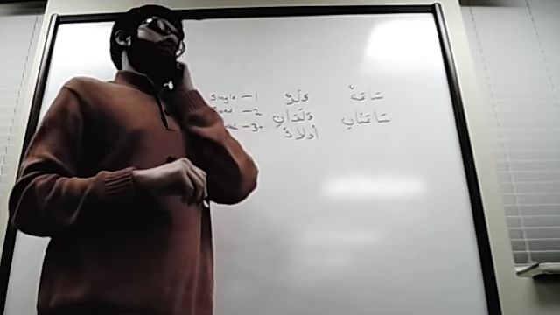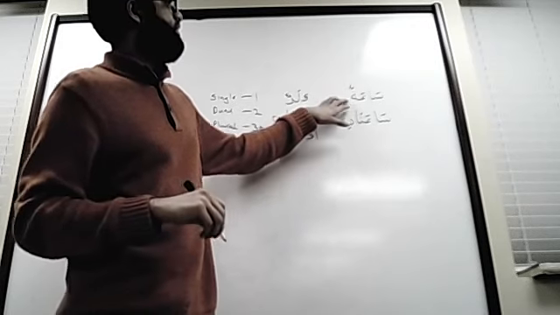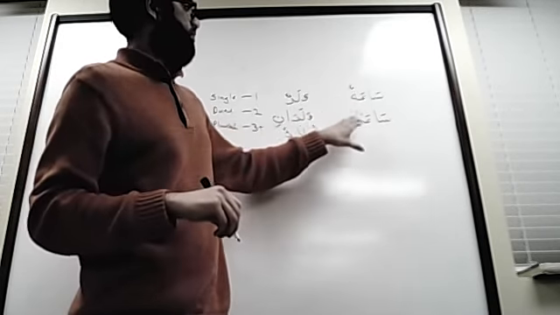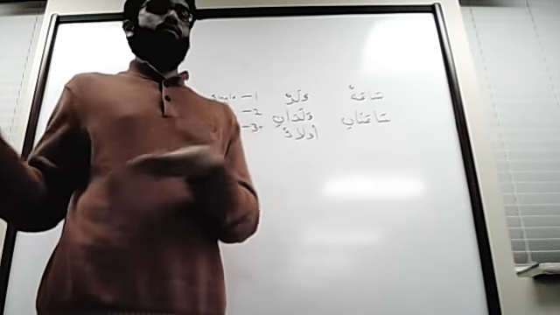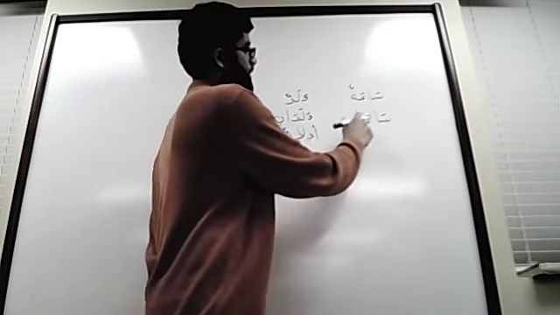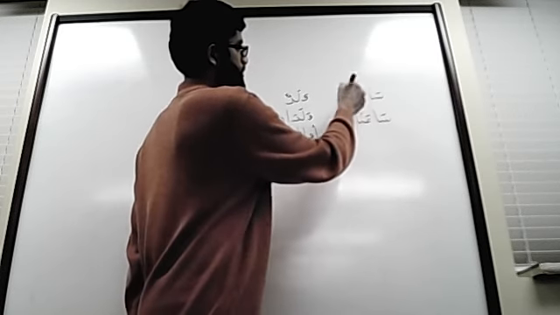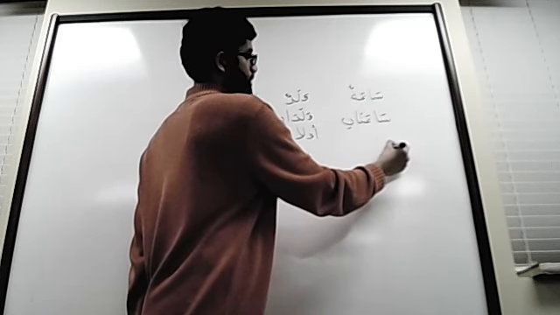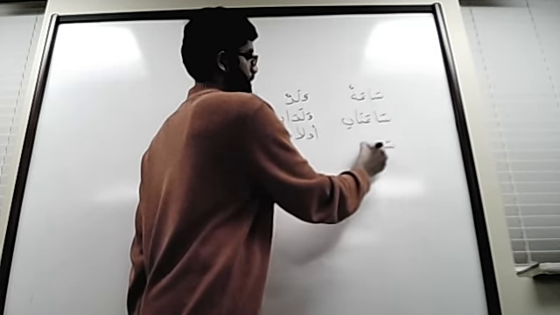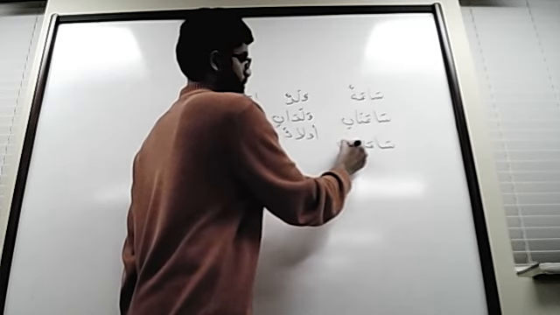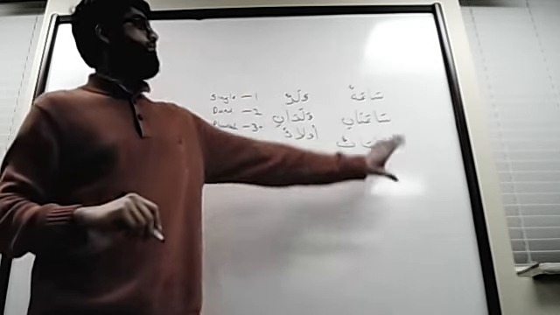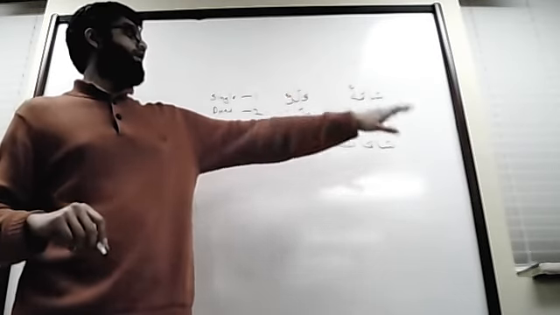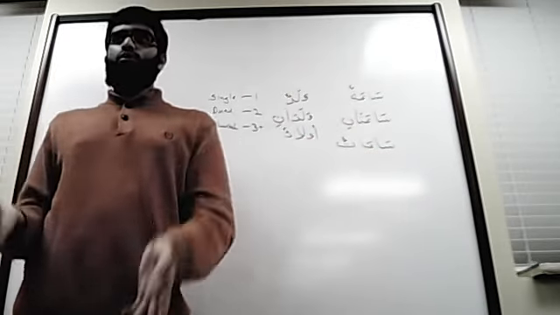The only difference is that instead of ta marbuta, this is a regular ta. Ta marbuta only comes at the end, so the ta here is just a regular ta, and you do the same thing. How do you say more than three watches? Sa'atun. So just keep that in mind. Sa'atun, one watch. Sa'atani, two watches. Sa'atun, three or more.